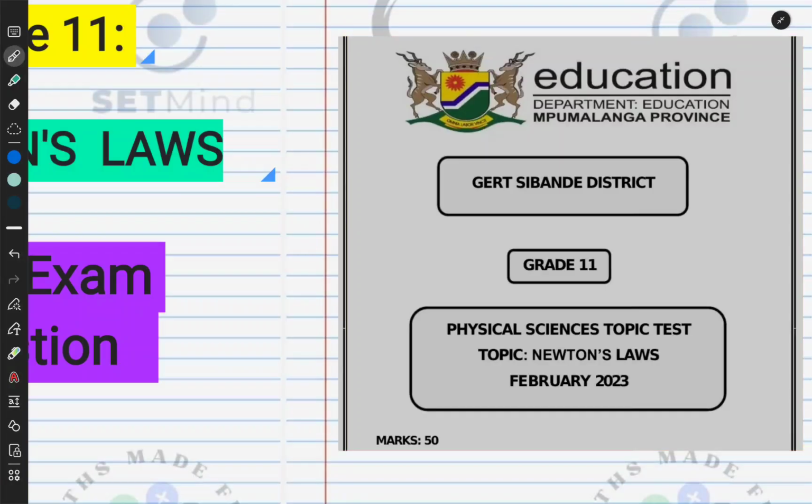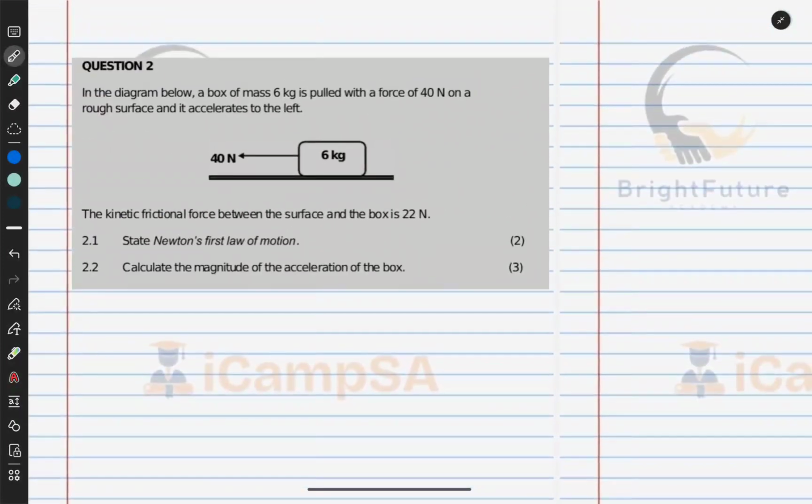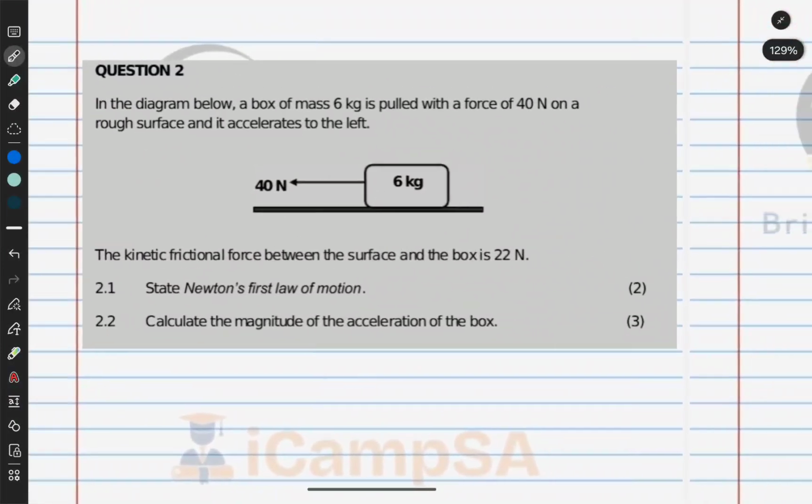Okay, this is from the Gert Sibande District, and it was Feb of 2023. I'm assuming this was a test. So this was the question that was mainly dealing with Newton's laws. There's another one after this. I just took this first part and then we'll get to the second part after we're done with this one. Okay, so let's get to it.